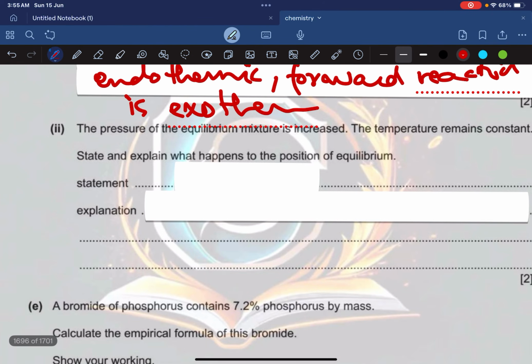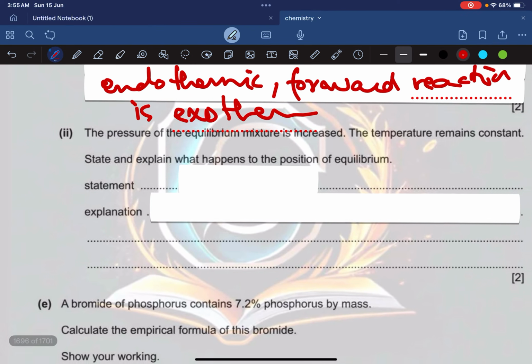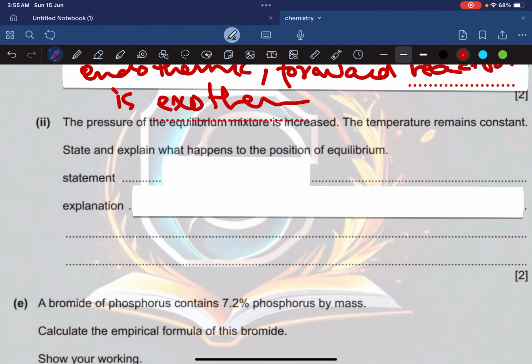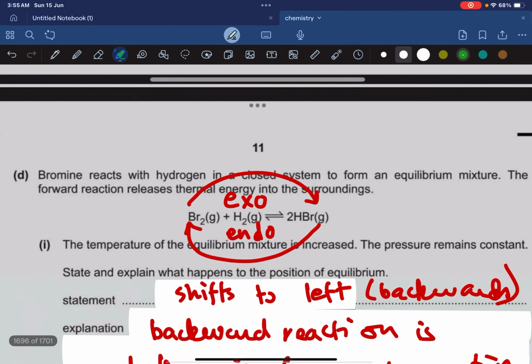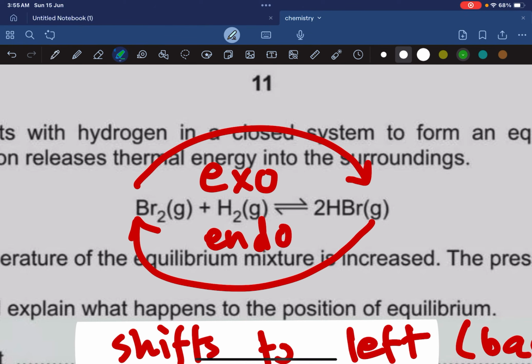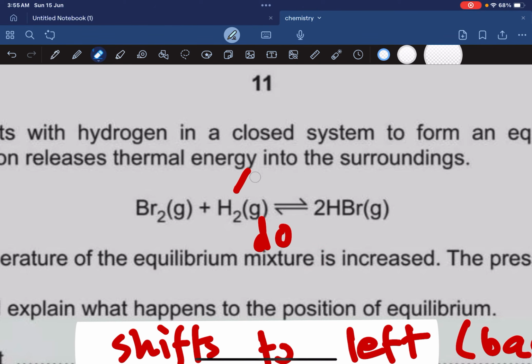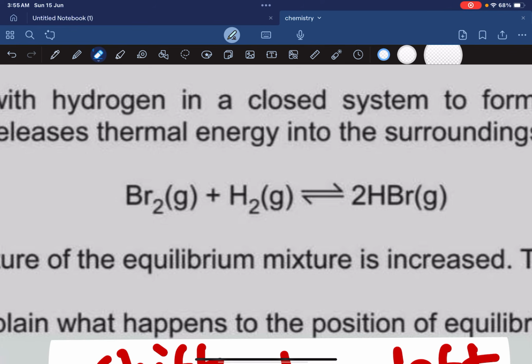The pressure of the equilibrium mixture is increased. The temperature remains constant. State and explain what happens to the position of the equilibrium. Now what's happening is that you're increasing the pressure. For pressure, you need to calculate the moles. How many moles do you have on this side? This is 1 mole, this is 1 mole, so a total of 2 moles. And over here as well, a total of 2 moles.